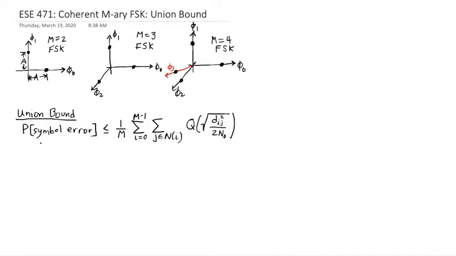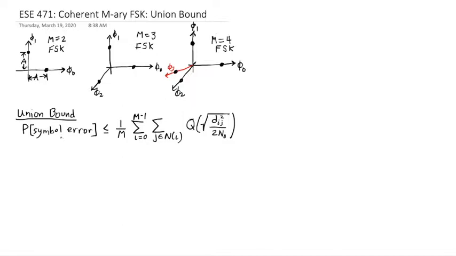Okay, this is Neil Patwari. I'm going to talk in this segment about coherent M-ary FSK and how to come up with the probability of bit and symbol error expression from the union bound. With coherent M-ary FSK, we don't have an exact expression that comes out to be a neat little formula.